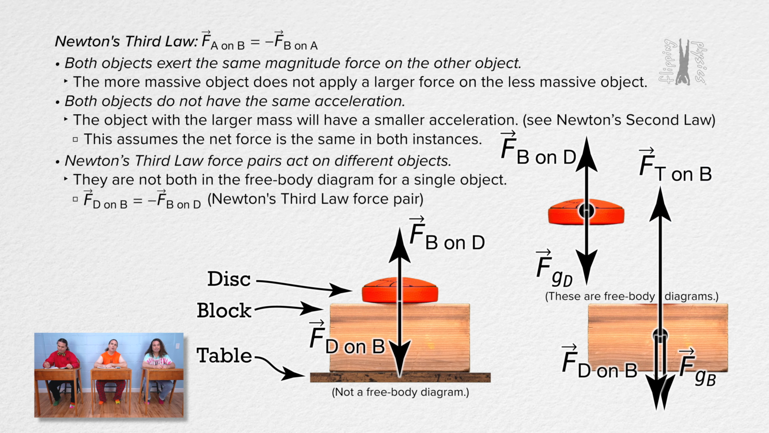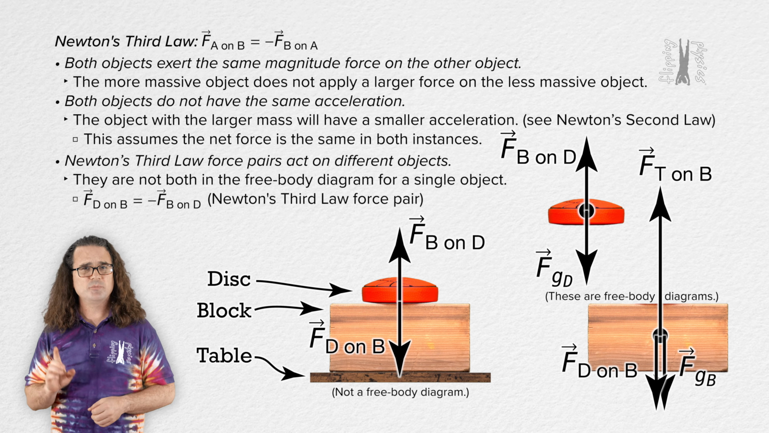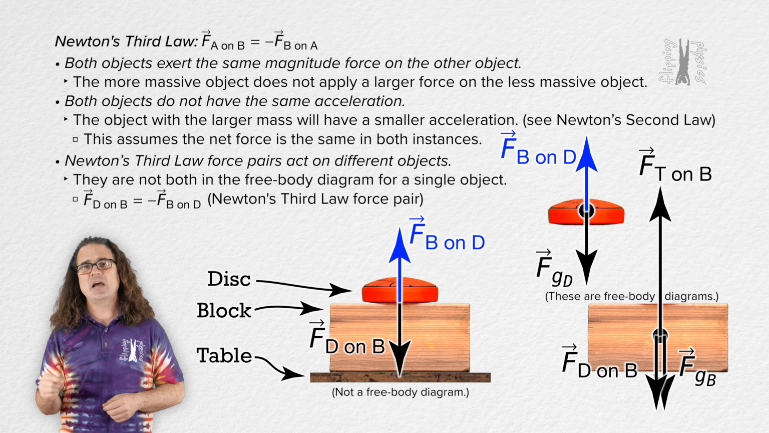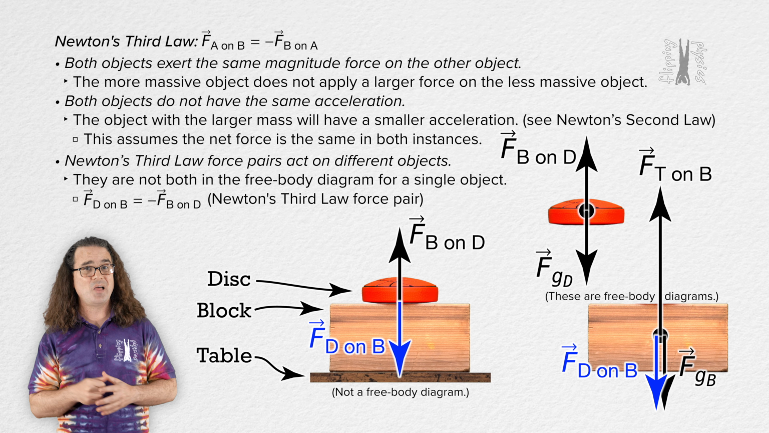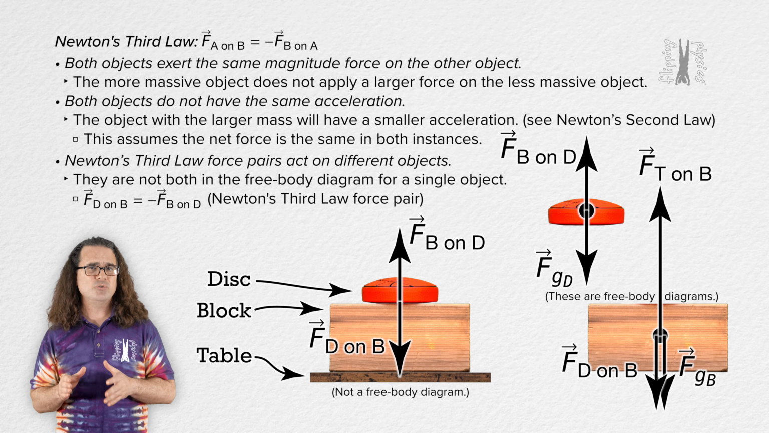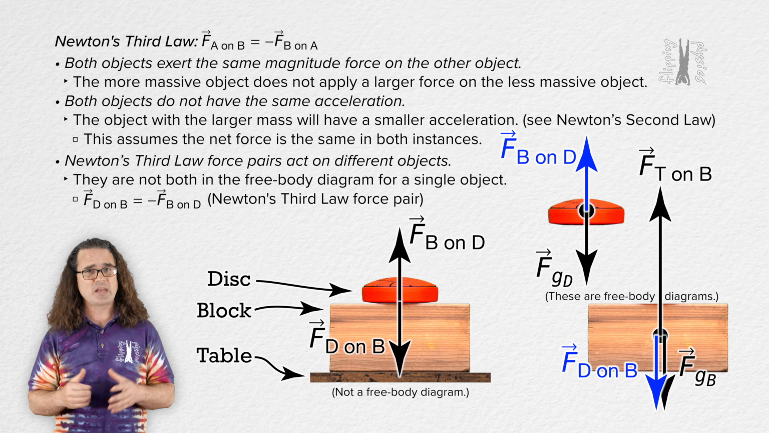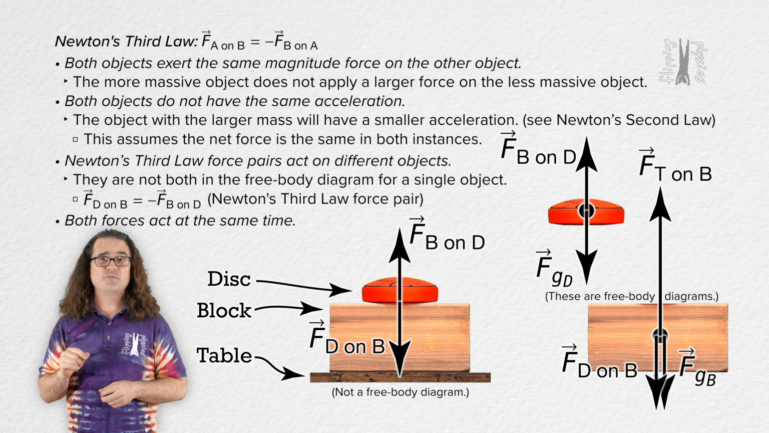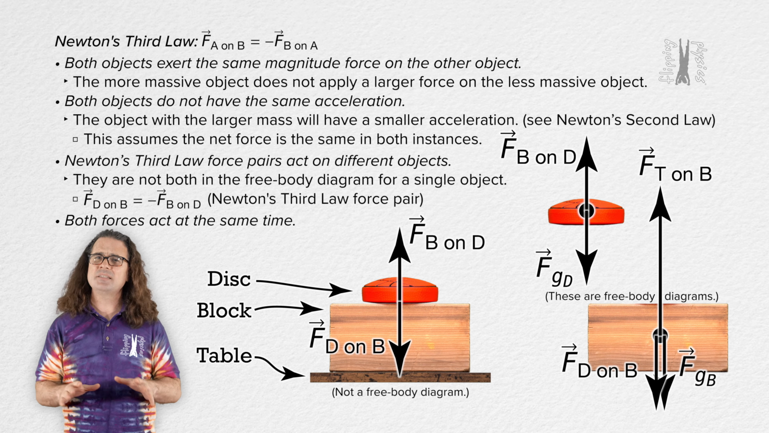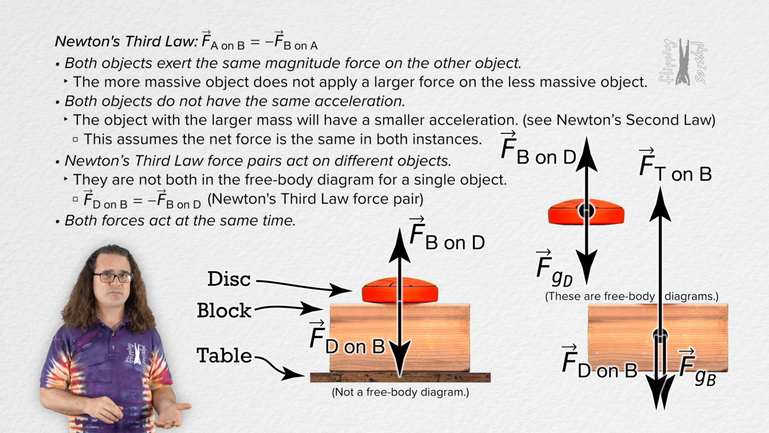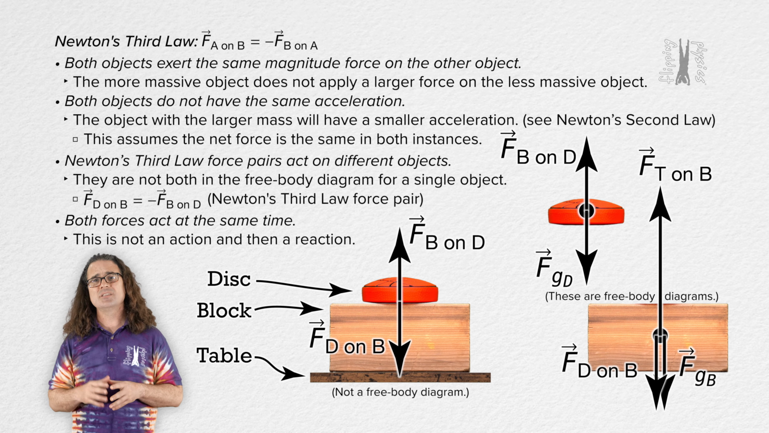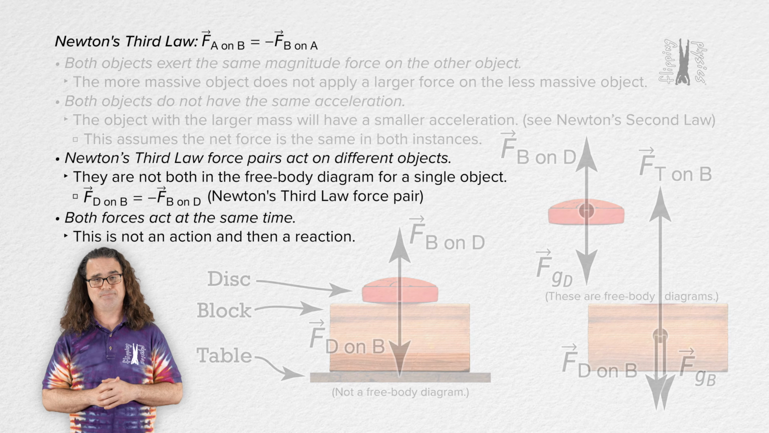Right. Just to be clear, the Newton's third law force pair here is the upward force the block exerts on the disk, and the downward force the disk exerts on the block. And the point is that those two forces act on two different objects. Okay, another thing. Both of these forces act at the same time. It is not one force and then another force. It is not an action and then a reaction. Both forces act at the same time.